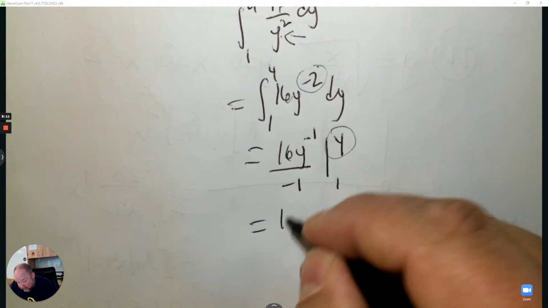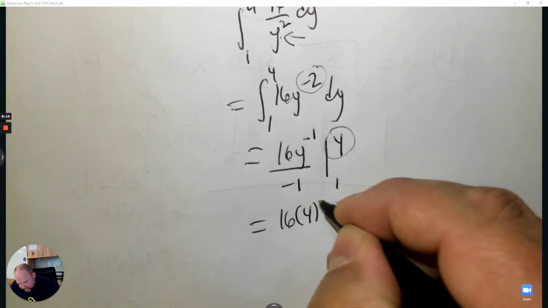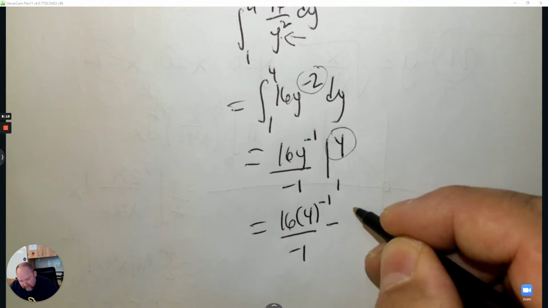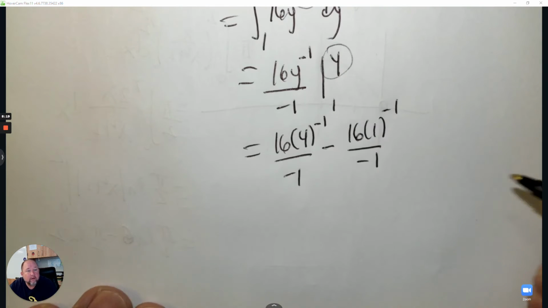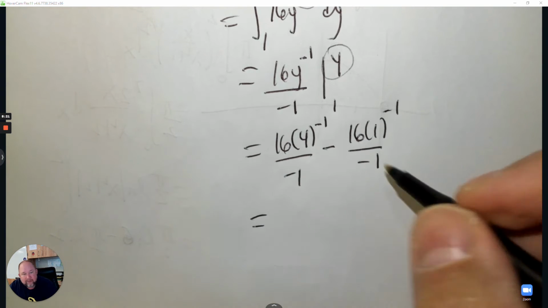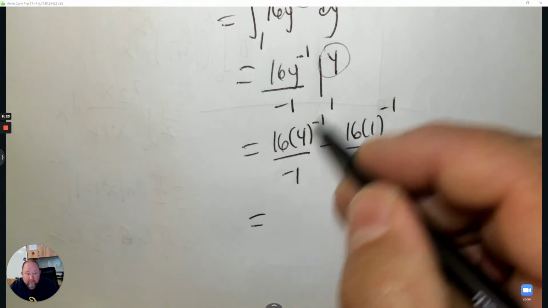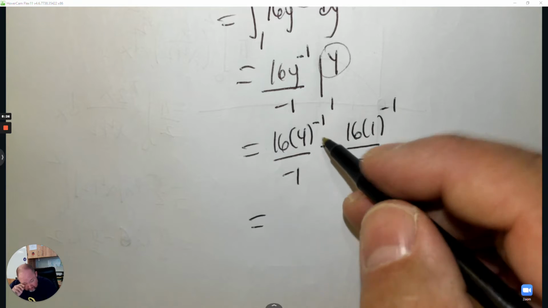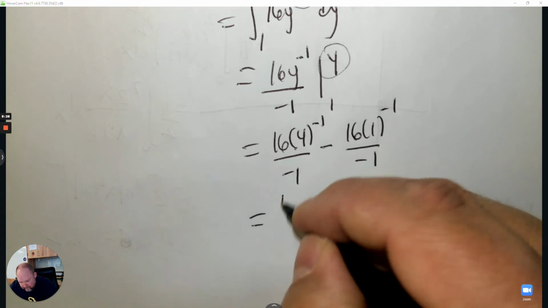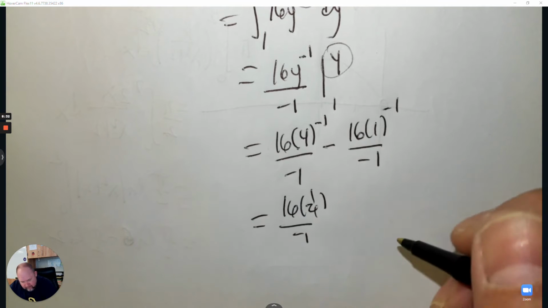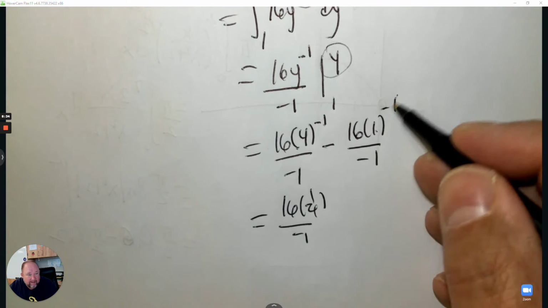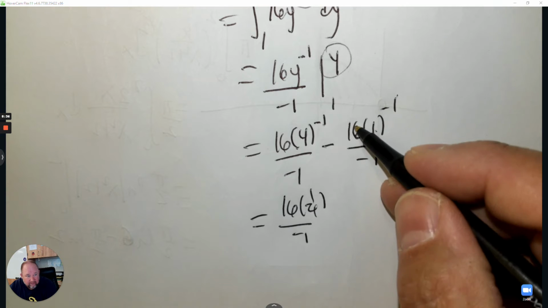Then I'm going to plug in 4, and then I'm going to plug in 1. Just for fun, if you had to simplify it for multiple choice, 4 to the negative 1 means 1/4. 1 to any exponent is 1, so this is just 16.